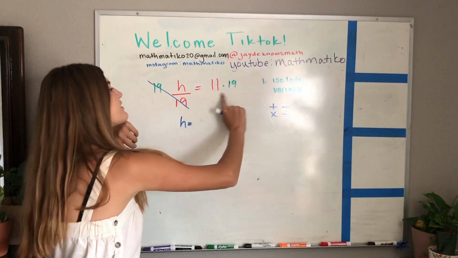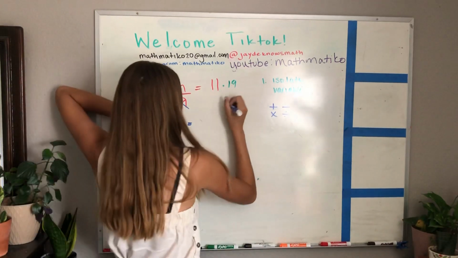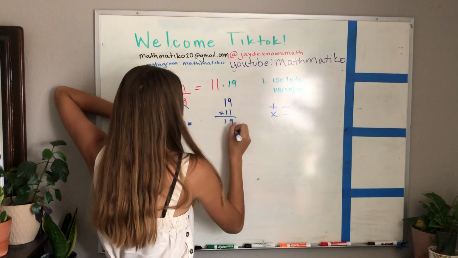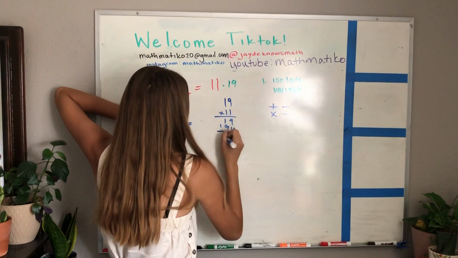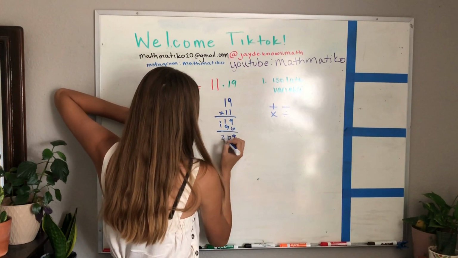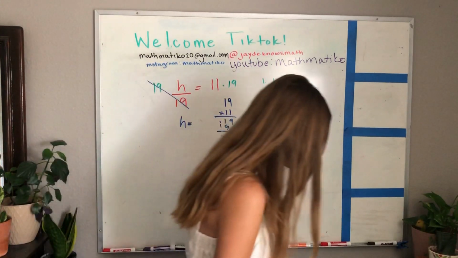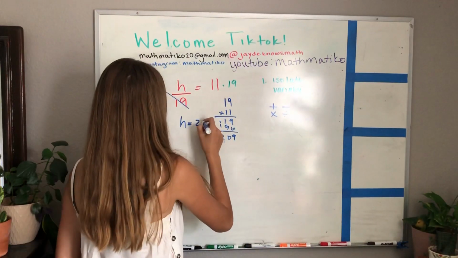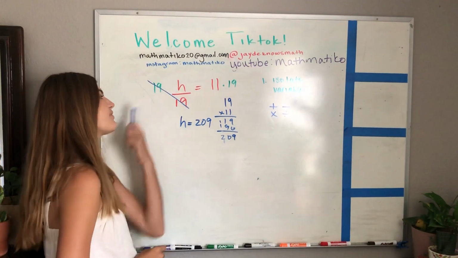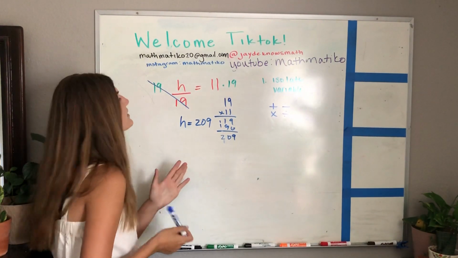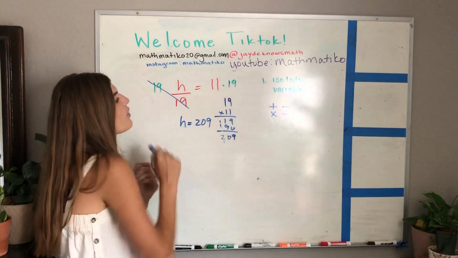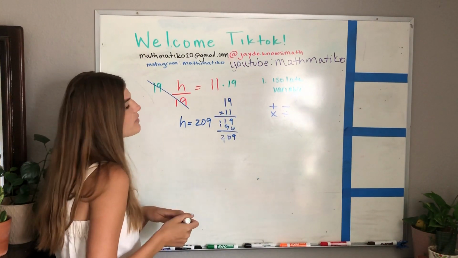So we have 11 times 19. We're going to solve that. 9 times 1 is 9. 1 times 1 is 1. 9, 1. Ooh, I'm getting ahead of myself. You should have 209. Yep. H equals 209. So what we did is we saw what was happening with H. It is being divided. So we did the opposite of division, which is multiplication. So we multiplied 19 on both sides, and we got 209.